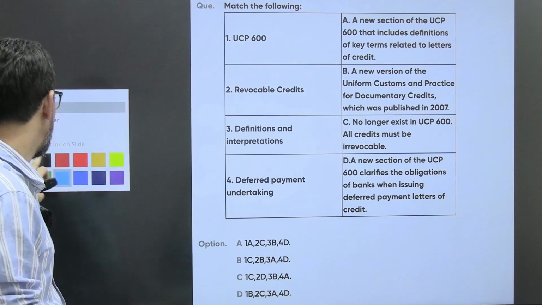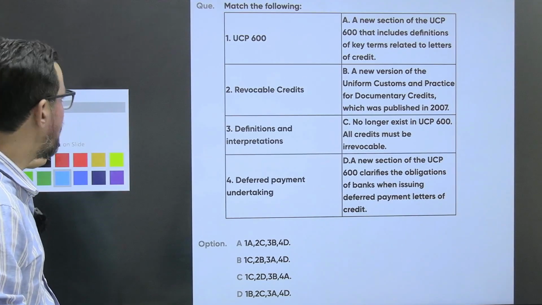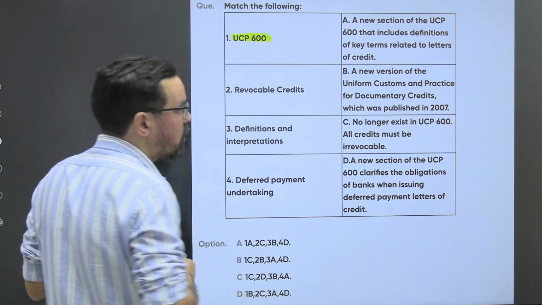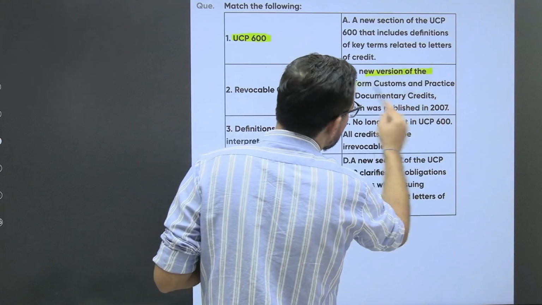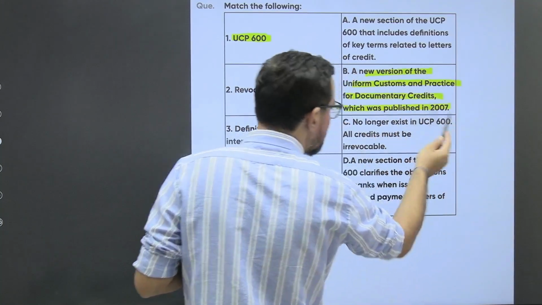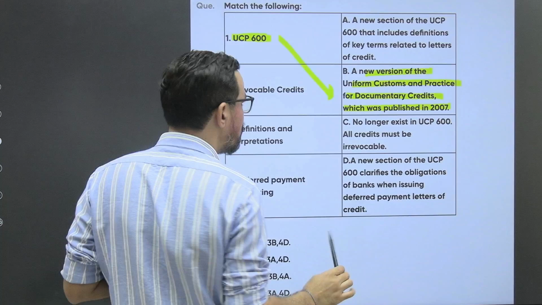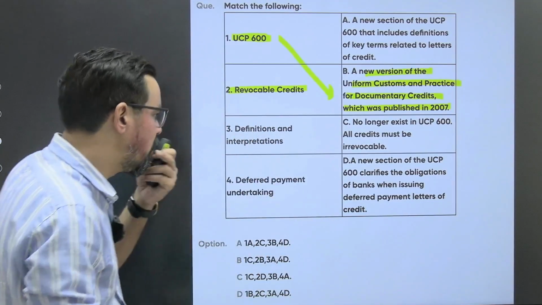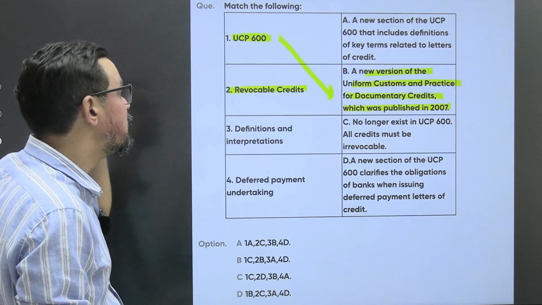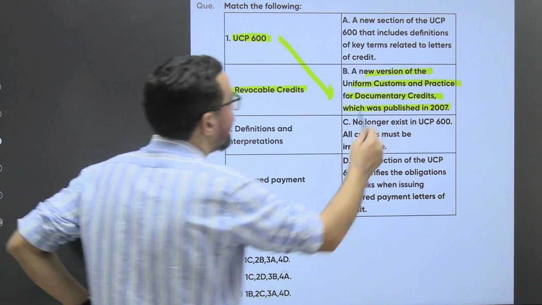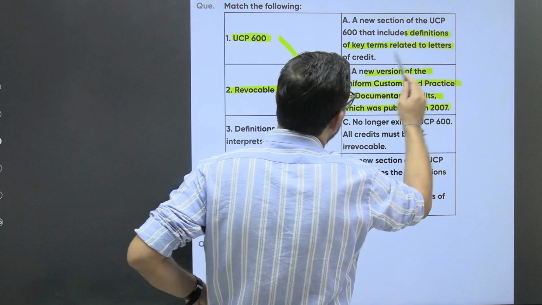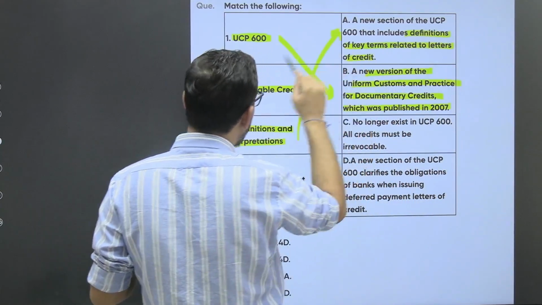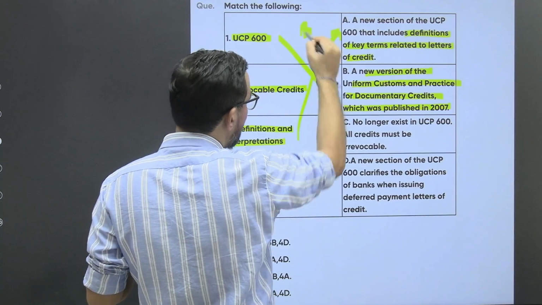Match the following. Next question, guys. Try with a few things. UCP 600 is a new version of the Uniform Customs and Practice for Documentary Credits which became published. So the earlier one is B, that is sure. Revocable LC: credits these days are generally not revocable, they are irrevocable. A new section of UCP 600 that includes definitions of key terms related to letters of credit: so definitions and interpretations. That means this one will be B and this one will be A.